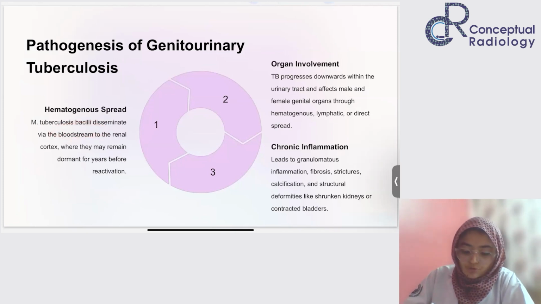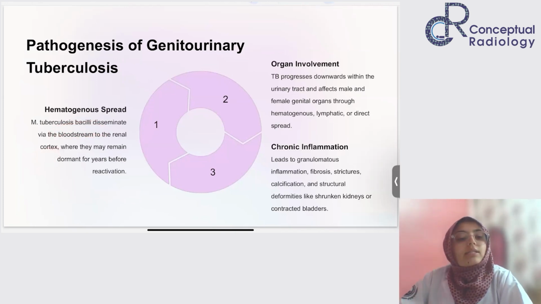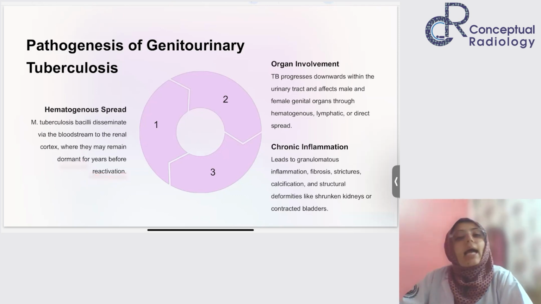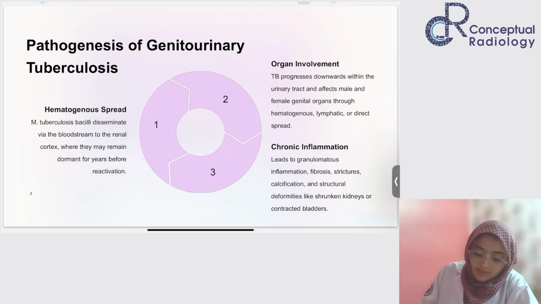Now here it is important to remember that first of all, the cortex is going to get involved. The renal parenchyma, that is the cortex, is involved first. After that, it can remain dormant or it can remain active depending on the host immunity. So very simple, cortex is involved, then medulla is involved, and after that the collecting system is also getting involved. So cortex, medulla, collecting system.